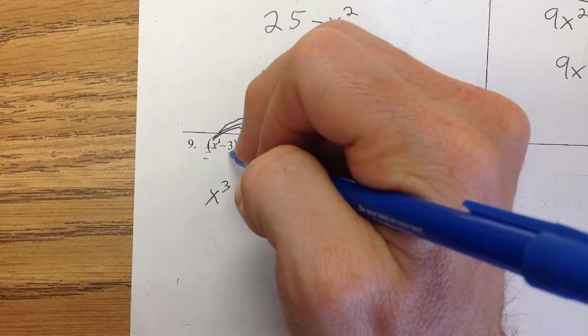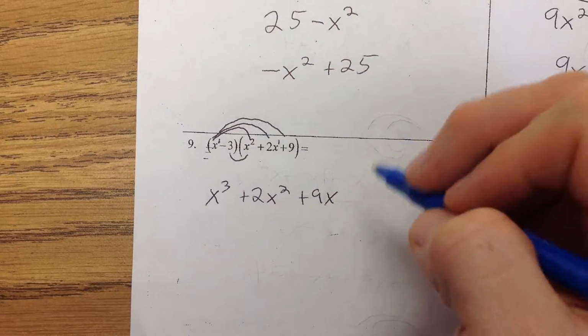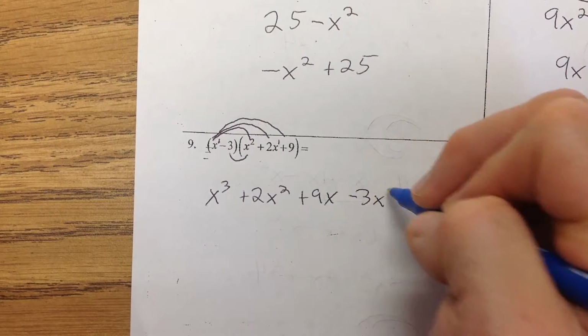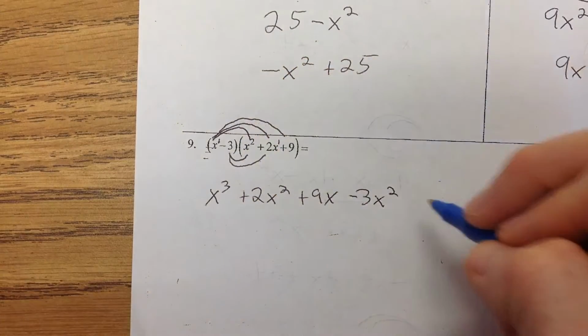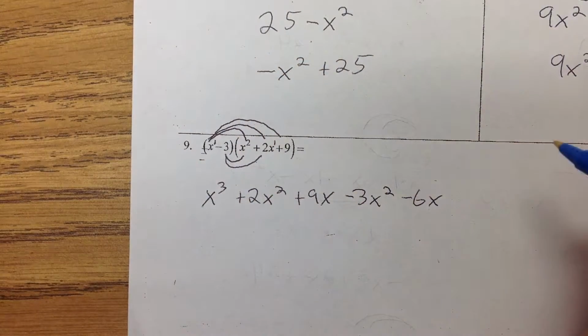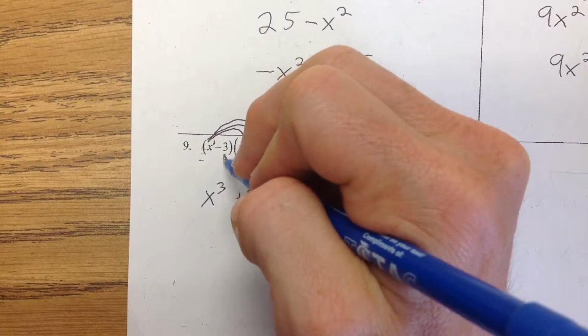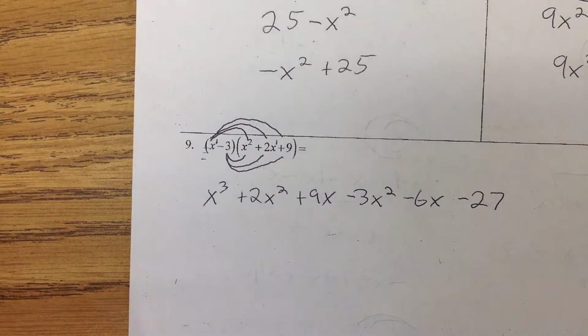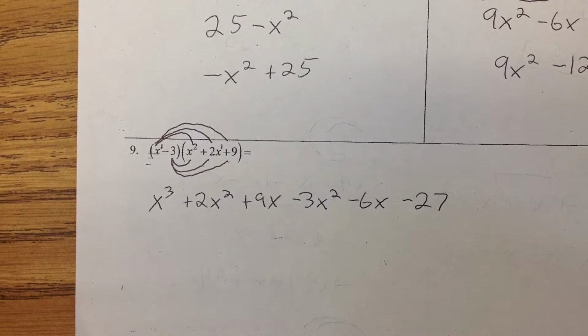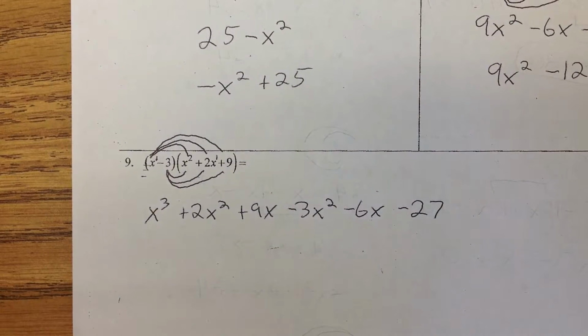Now we go underneath and do the same thing again. So negative 3 times x squared is minus 3x squared. Negative 3 times 2x is minus 6x. Negative 3 times 9 is a minus 27. So we've got more terms, so we have more things to combine.